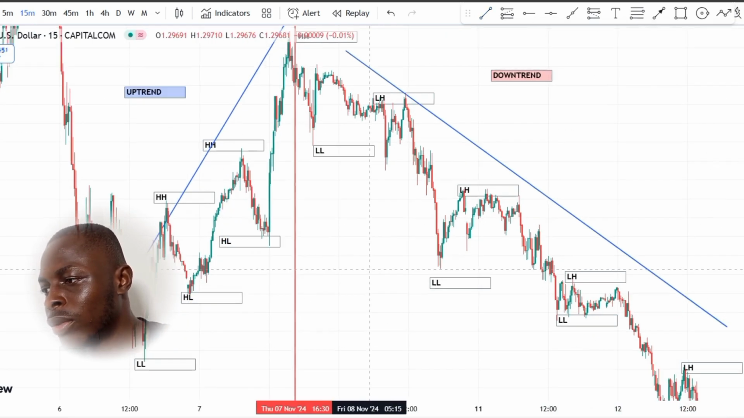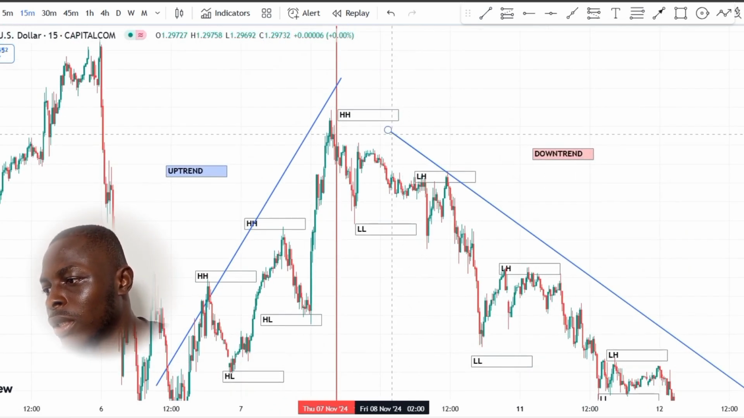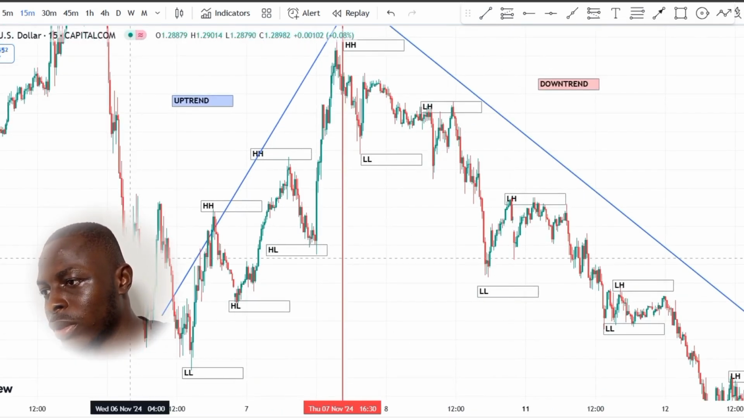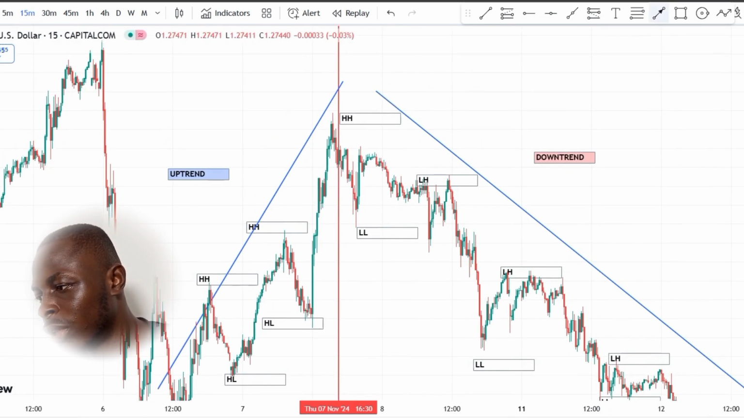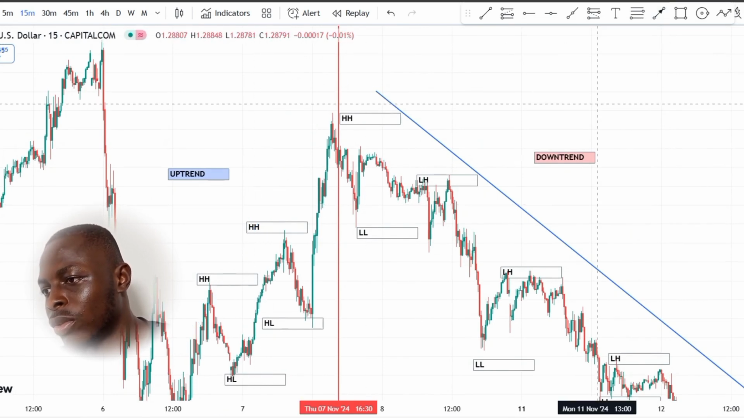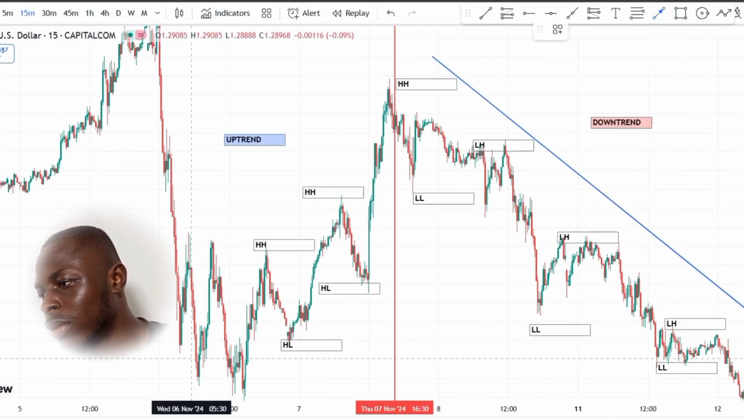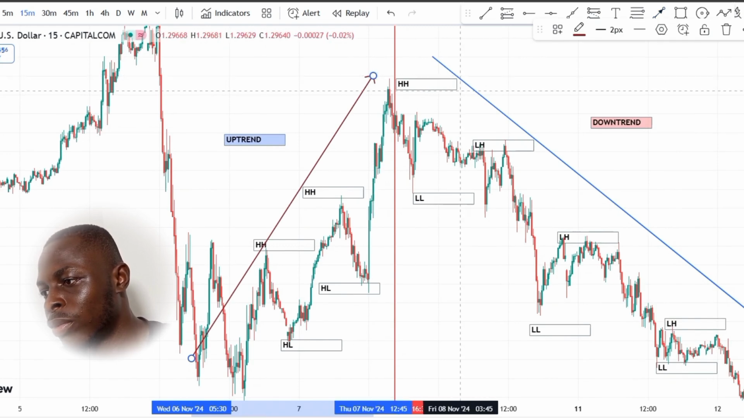This is what we call a downtrend. This is an uptrend. This is going up. Should I use the arrow? Let me use the arrow. Much more understandable. Going up, uptrend.